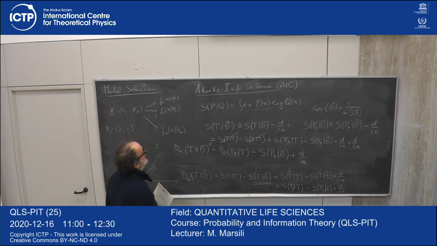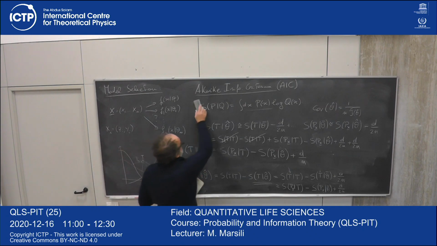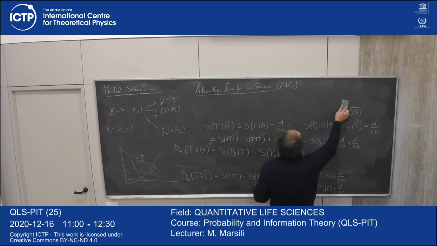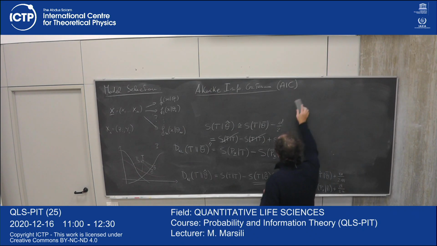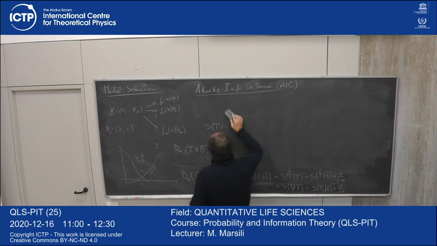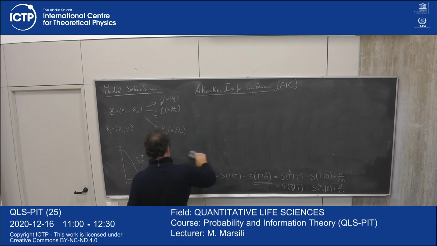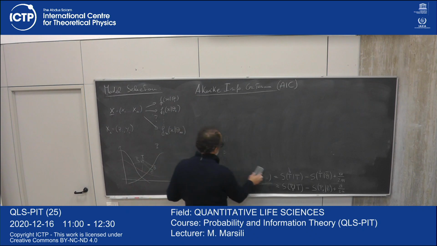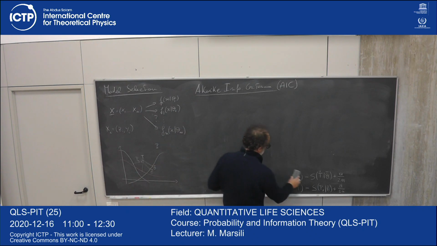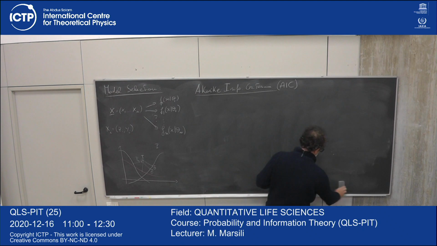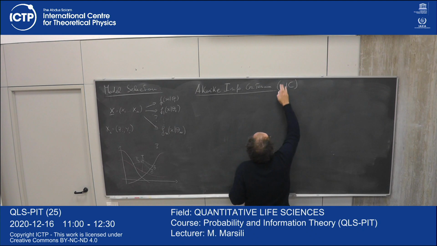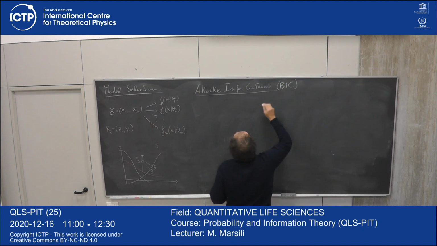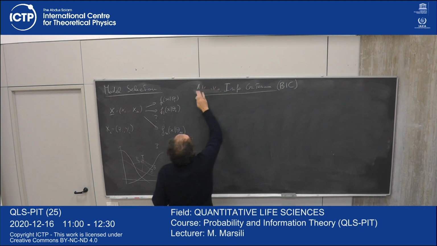Okay, so this is the Akaike information criterion. There is another criterion which, instead of AIC, is called BIC. Instead of Akaike, it has the name Bayesian information criterion.